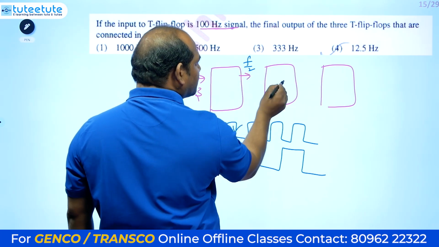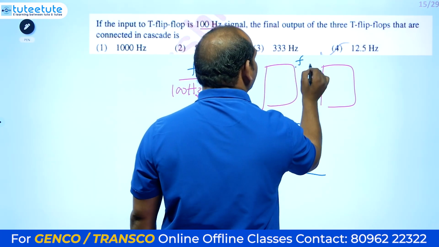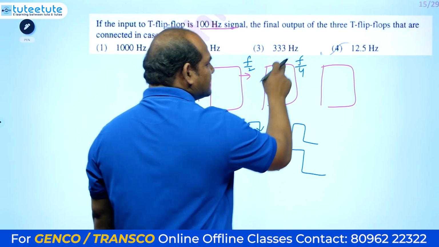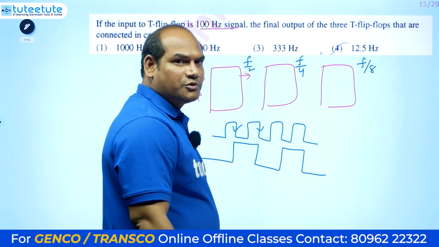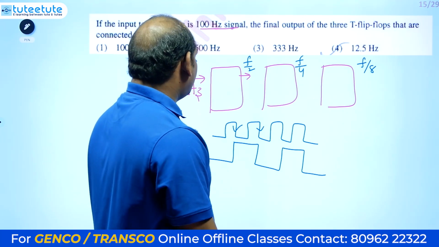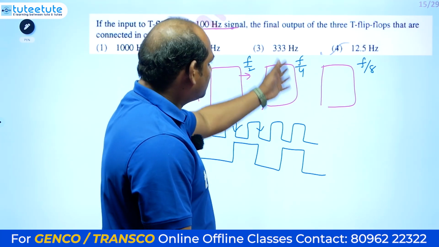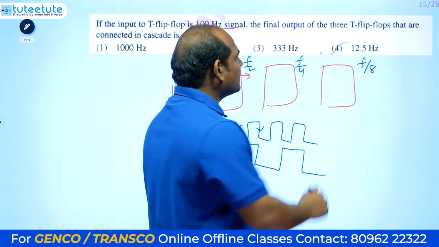So f by 2 is the input for this one. Again by 2 we have to take, that means f by 4. This f by 4 is the input for this one, that means f by 8 is the output of this one. That is what we need to perform. So here we are applying 100. So it will become 50, then 25, then 12.5. So this is the answer.